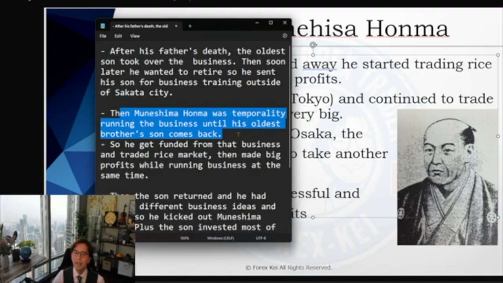So he wasn't just a trader. He was also running a business. He took over the business temporarily and traded at the same time. He was sort of a part-time trader back then, but he was still able to make huge profits. He got funded from that business and traded the rice market, then made big profits while running the business at the same time.